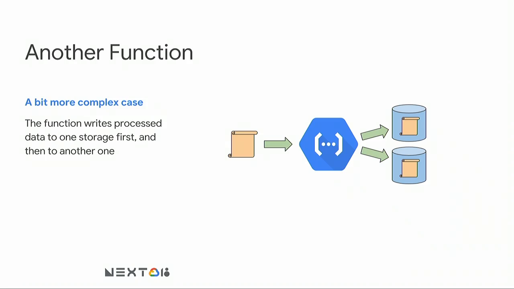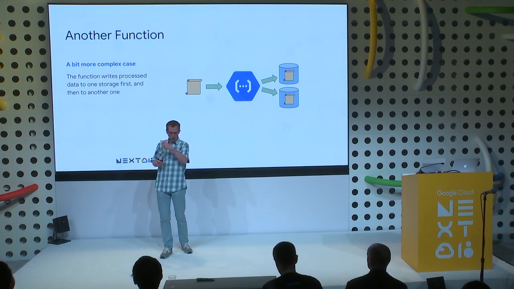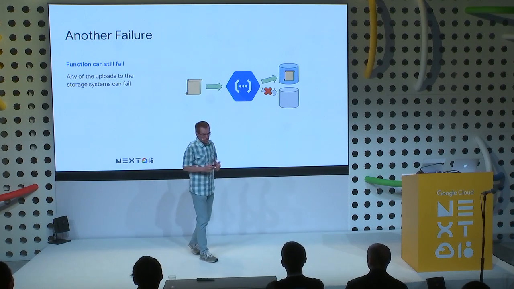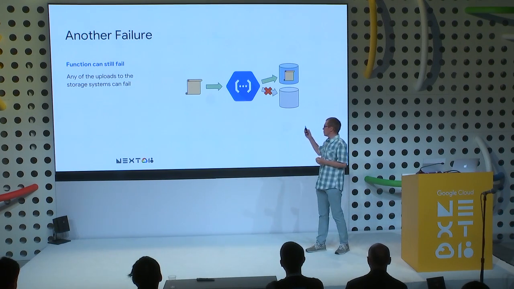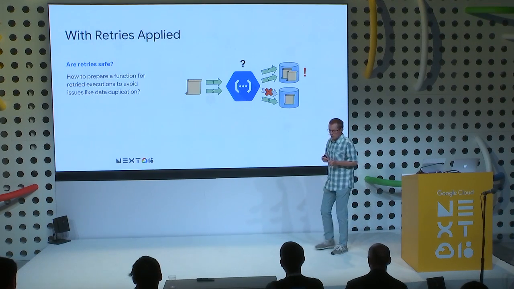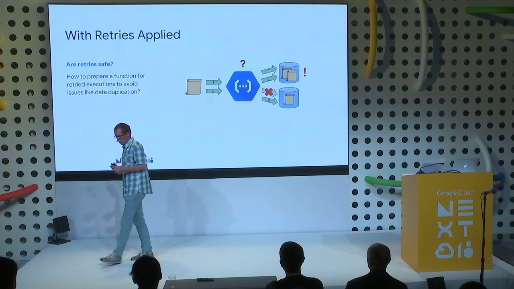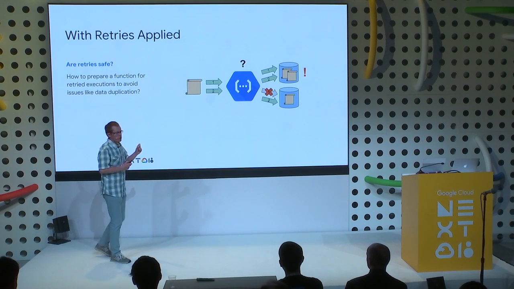Let's look at a bit more complex example now. Here's a function which processes the data and writes it to two storage systems. First to the upper one and then to the lower one. The problem is, as you may expect, that any of the uploads may fail. For example, let's assume that the upload to the second storage failed. Well, in this case, the data would not be saved in the storage, but we know how to handle this, right? Apply retries. But are retries always safe?